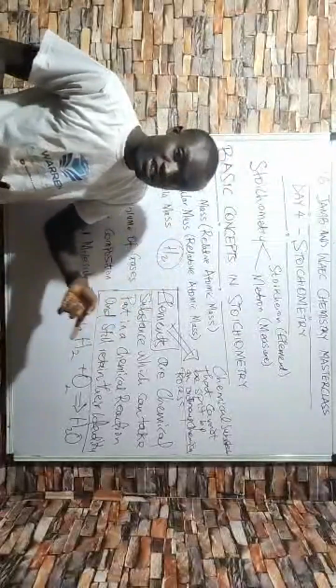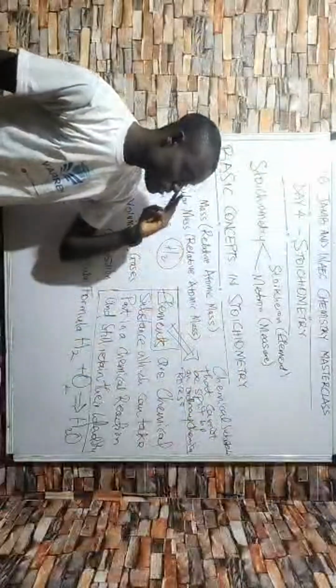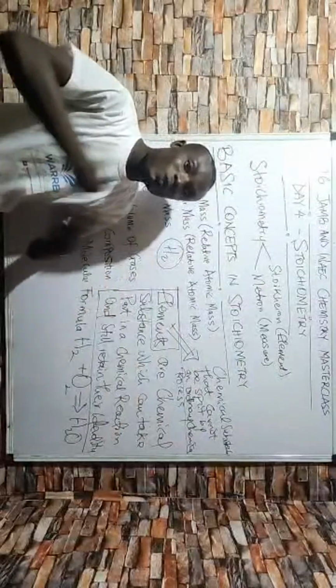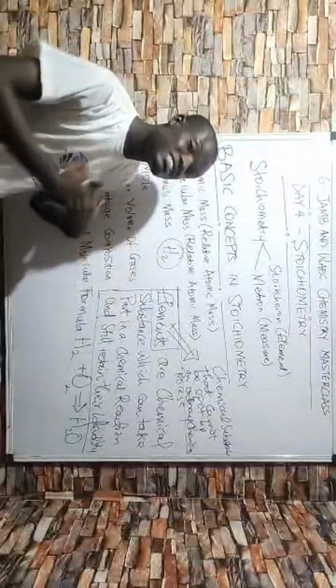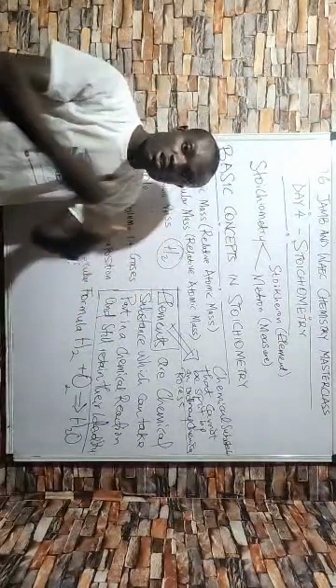So elements are chemical substances. Number one, we cannot split them by an ordinary chemical process. Secondly, they can take part in a chemical reaction just like a man and a woman. And when they do so, they will still retain their identity. So hydrogen is still hydrogen, it has all its properties. Also, you see oxygen, it has all its properties.